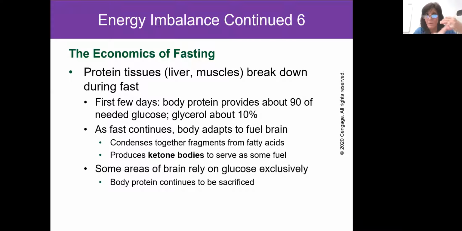Protein tissues like liver and muscles break down during fasting. They actually start to deteriorate because the body's going, we need this, so let's get what we have inside and use it. For the first couple of days, body protein can give you about 90% of what you need for glucose.